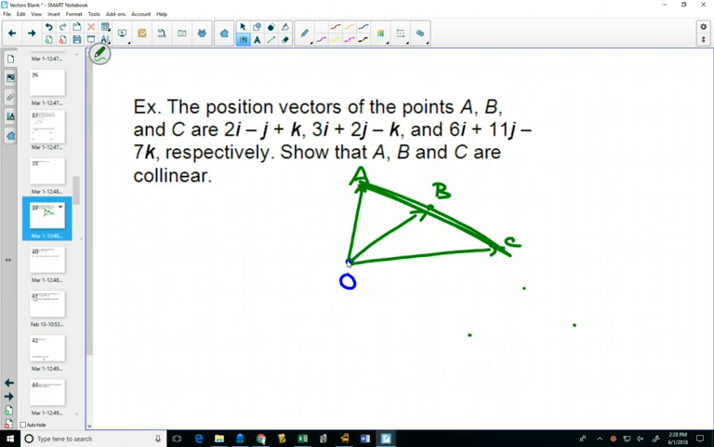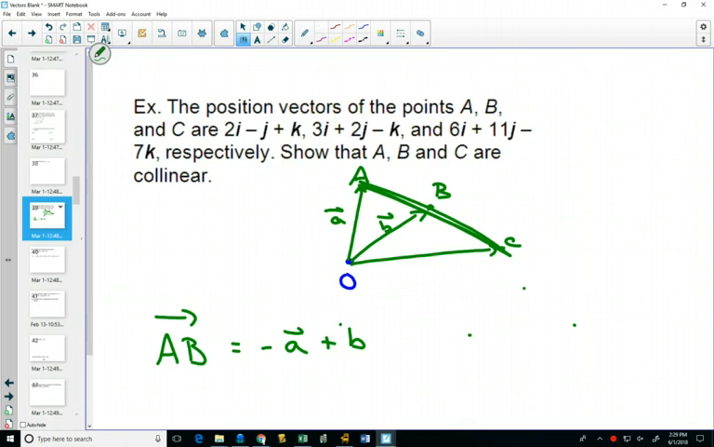Okay? So, let's start with strategy number 1. Let's look at the slopes of these lines. Well, we can't really look at slopes because we've got 3 dimensions here, but we can sort of figure out the directions of these vectors. So if I start with A to B, how do I figure out A to B? Well, if this is my position vector A and this is my position vector B, does it make sense that A to B would be a negative A plus B?